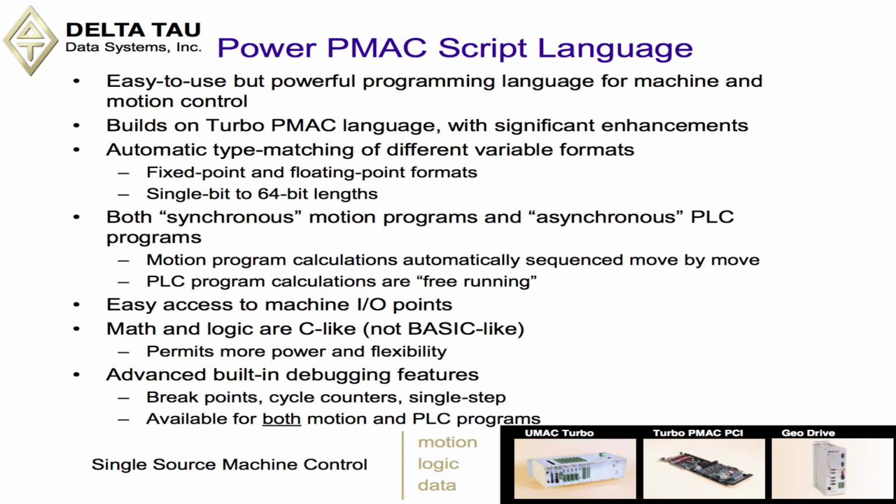One of the things it does is automatic type matching of different variable formats. You can combine anything from a Boolean single bit to a 64-bit floating point in a single expression without recasting, without worrying about the type matching. And since we use all these kinds of things in an application, single bit I/O to integer feedback to double precision floating point, people who are not software experts can drown in the type matching. So this handles it all together.